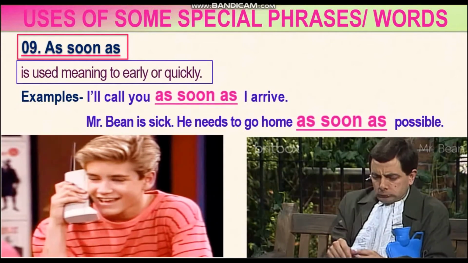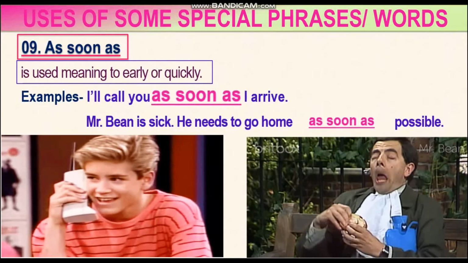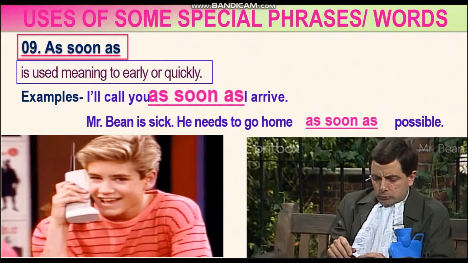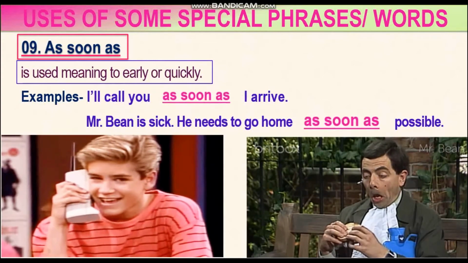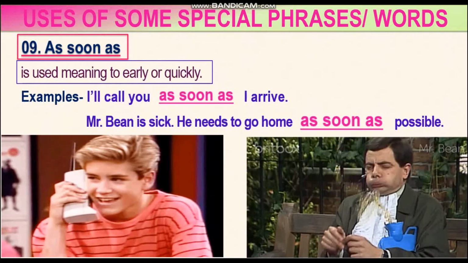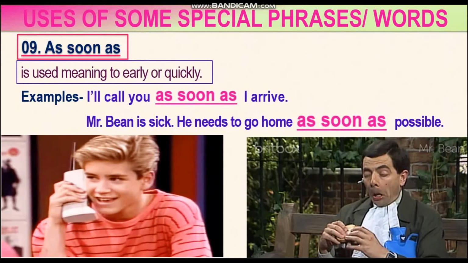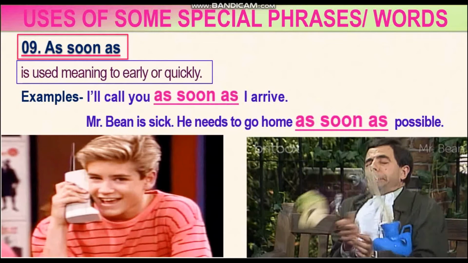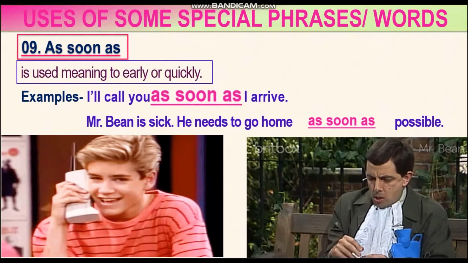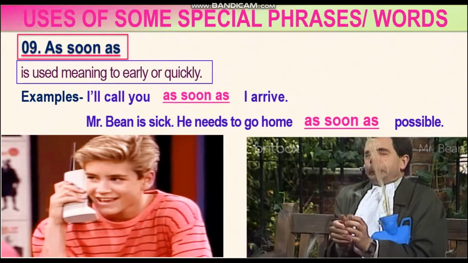Here, in the first instance, I will call you as soon as I arrive. That means I will arrive and then I will call you immediately. In the second sentence, Mr. Bean is sick. He needs to go home as early as possible. That means, as Mr. Bean is sick, he needs to go home early or quickly.